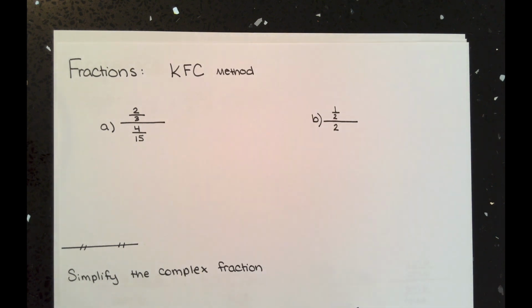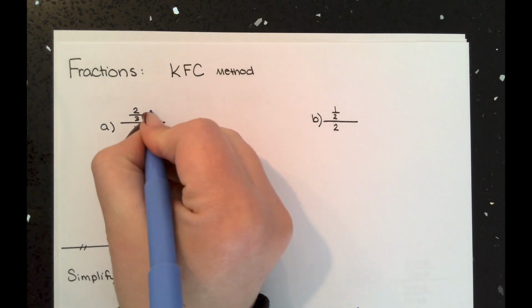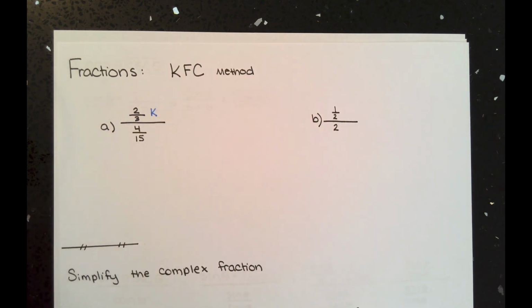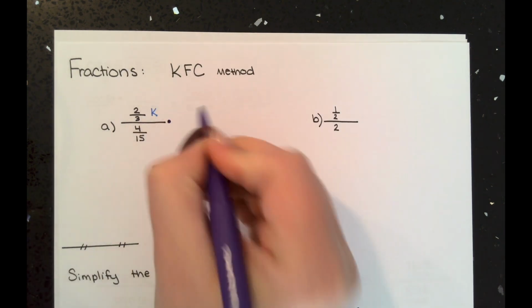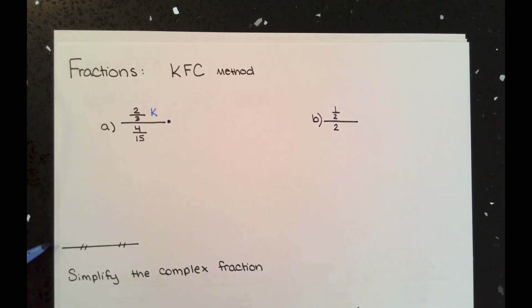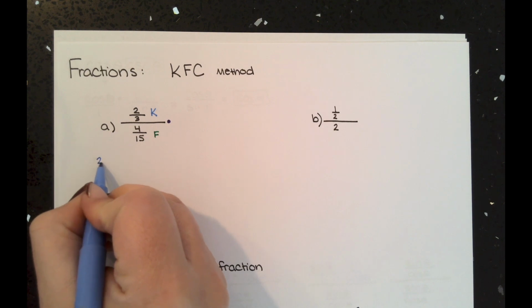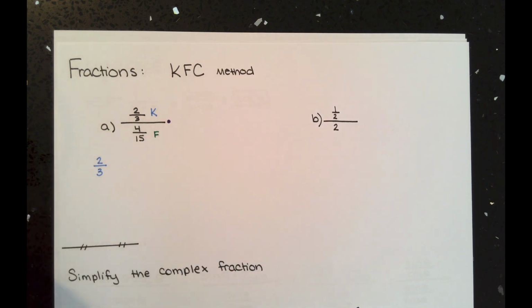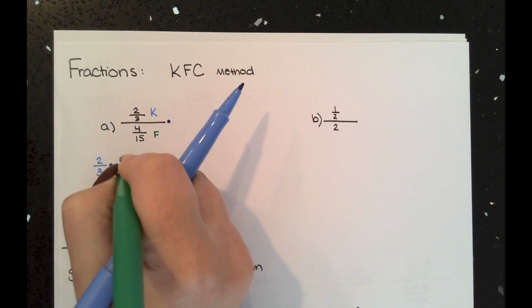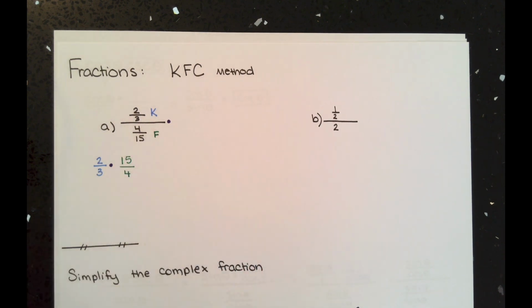Slow it down just a bit. So let's say we have a fraction divided by a fraction. We are going to keep the top fraction. We're going to change that division into a multiplication. And we're going to flip the bottom fraction. So we have, for this example, 2/3 times, flip the fraction, 15 over 4.